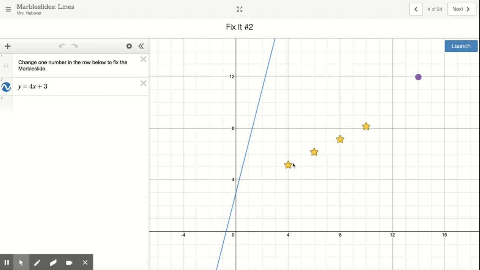So the suggestion that we're giving you is to count from one star to the next to figure out your slope and then to count to the y-axis so you can figure out your slope intercept. Okay, have lots of fun. Collect all of the stars.